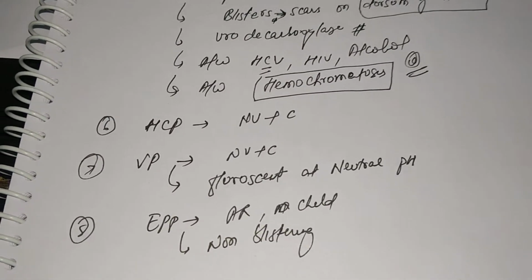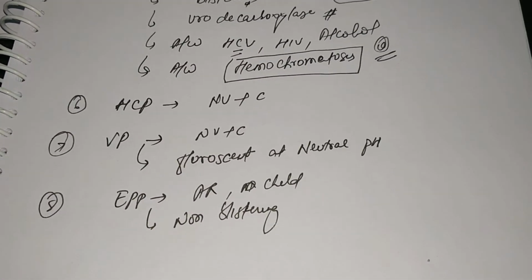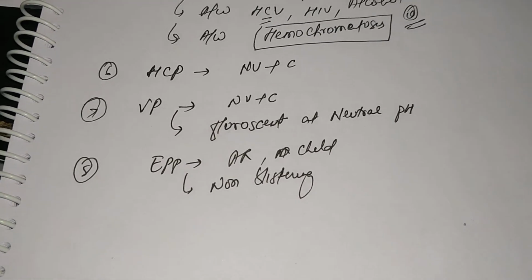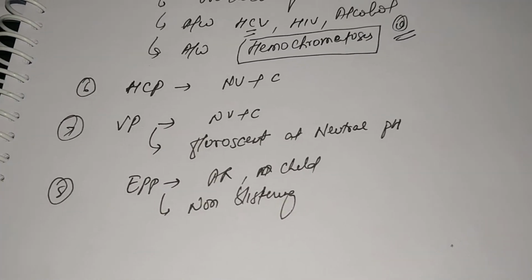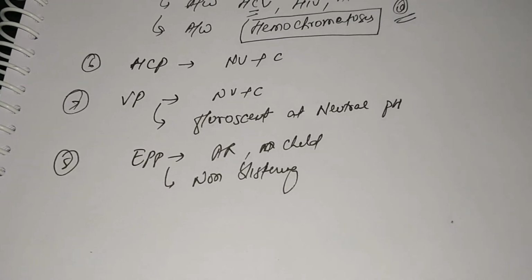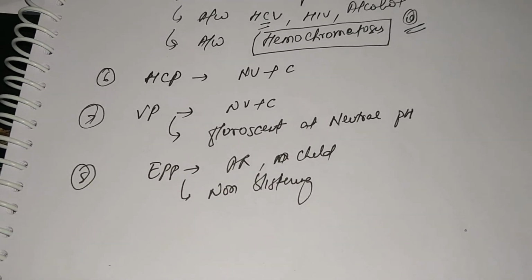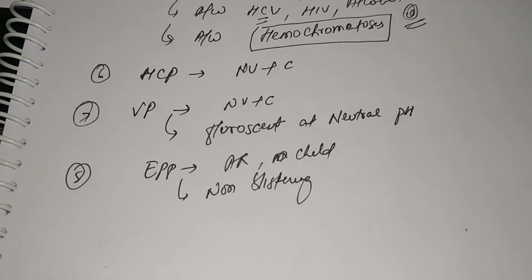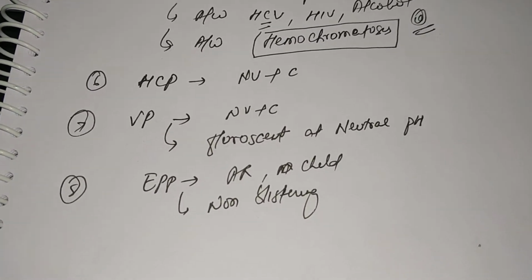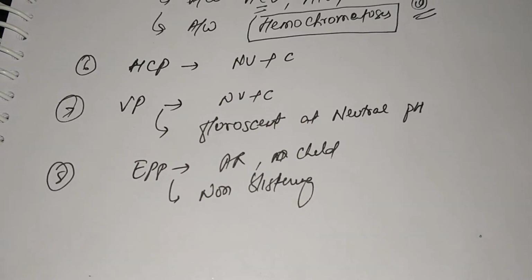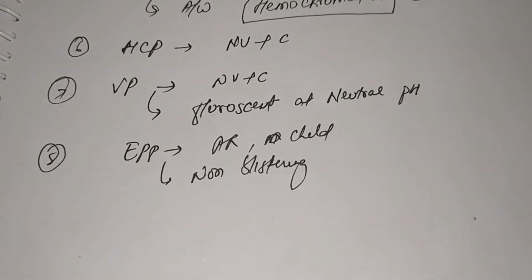Sixth is the hereditary coproporphyria. So here you will find, in case of HCP and VP, neurovisceral plus cutaneous manifestation you can see. And one question already asked: which porphyria can show fluorescence at neutral pH? The answer will be VP, that is variegate porphyria.